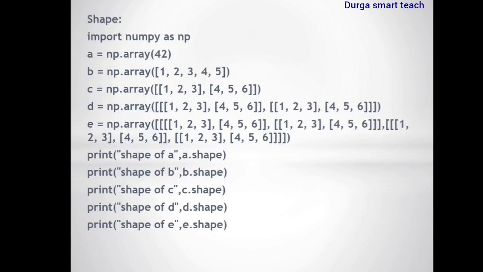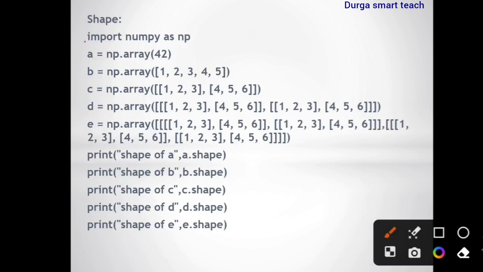So here, import numpy as np. Next, A is equals to np dot array of 42 because this array contains only one element. So the shape is 0. Okay, so 0 is nothing but null. So that's why it will return parenthesis. There is no shape for 0 dimensional array.